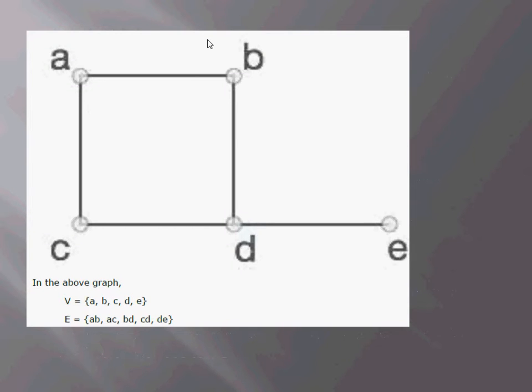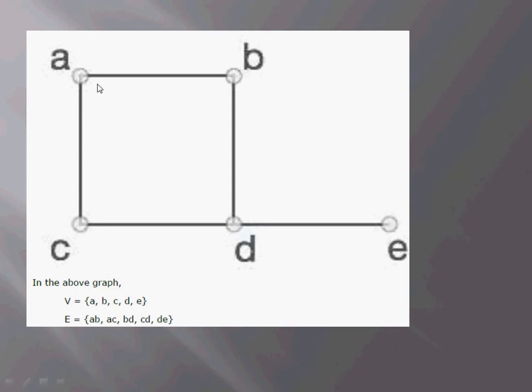So this is an example of an undirected graph. With nodes A, B, C, D, and E, A and B are adjacent, A and C are adjacent, C and D are adjacent, D and B are adjacent, and D and E are adjacent. So C and E are not adjacent nodes, because there is an intermediate node D; C and D are adjacent. These are AB, AC, BD, CD, and DE. So these are all adjacent nodes.